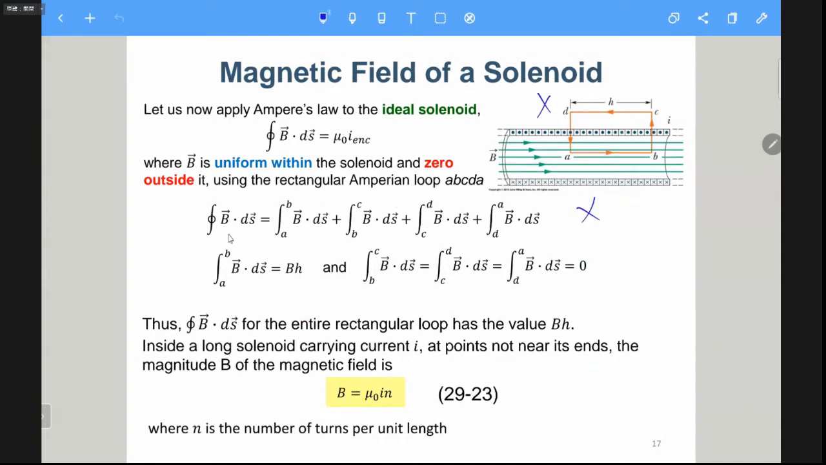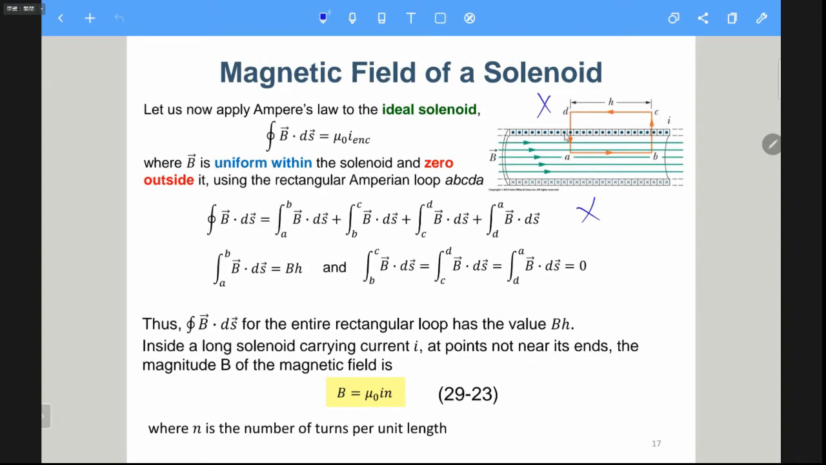Of course, for Ampere's law, we need to consider the closed line integral. So B dot ds from A, B, C, D and back to A, we can separate into 4 parts: from A to B, from B to C, from C to D, and from D to A. Then we separate it into 4 line integrals, which are not closed. This one is closed, which refers to the closed line integral, but here each is only an open path from A to B, from B to C, and so on. So we don't have a circle here.